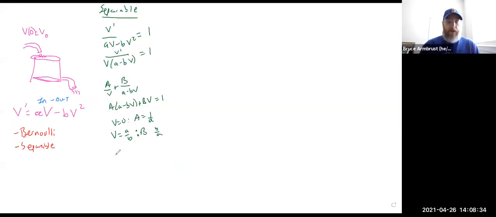So that means that we're integrating, and let me pull out the 1 over a. We're going to get 1 over v plus little b over a minus bv. That's 1 over a times the natural log of v minus the natural log of a minus bv.